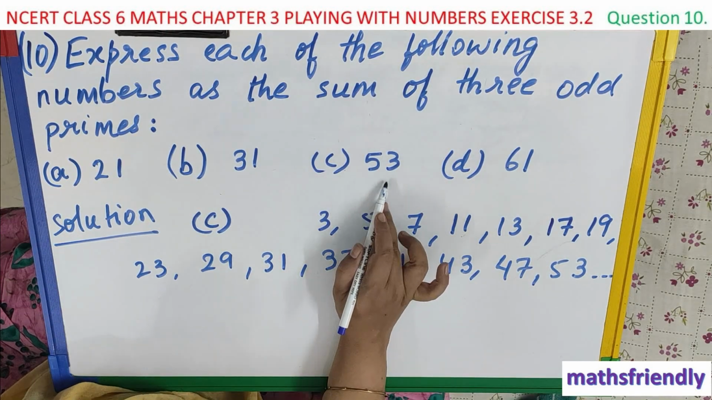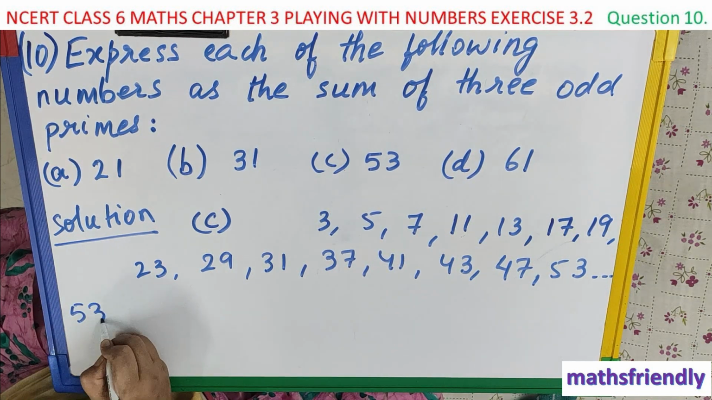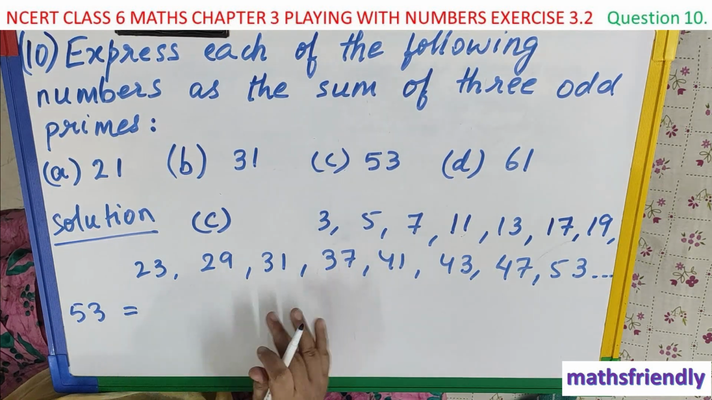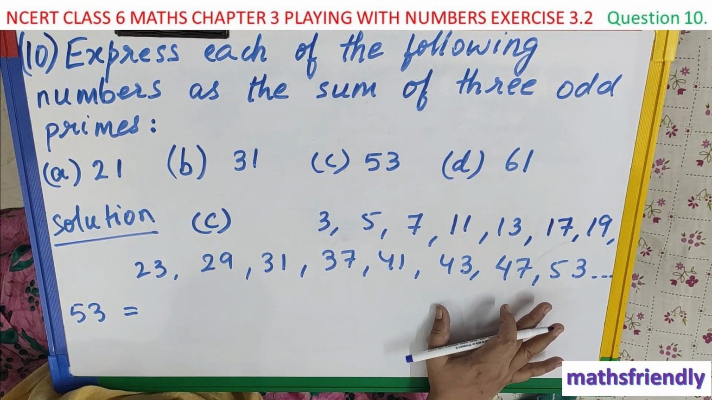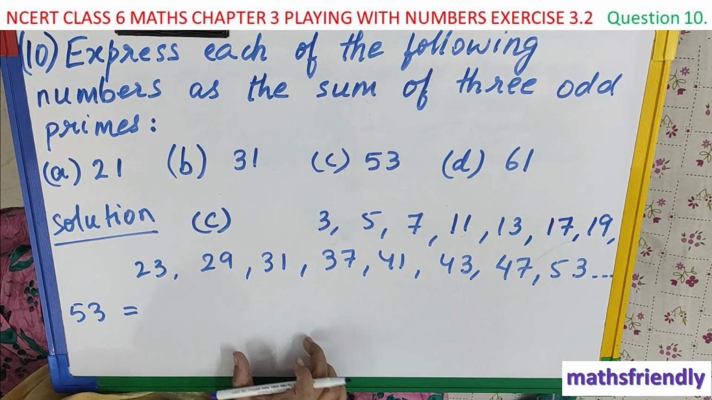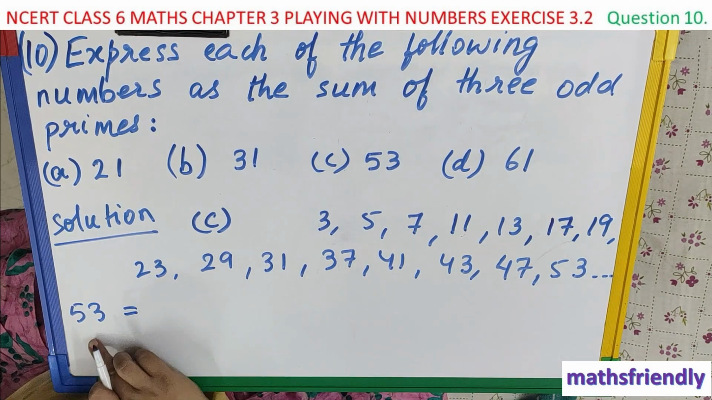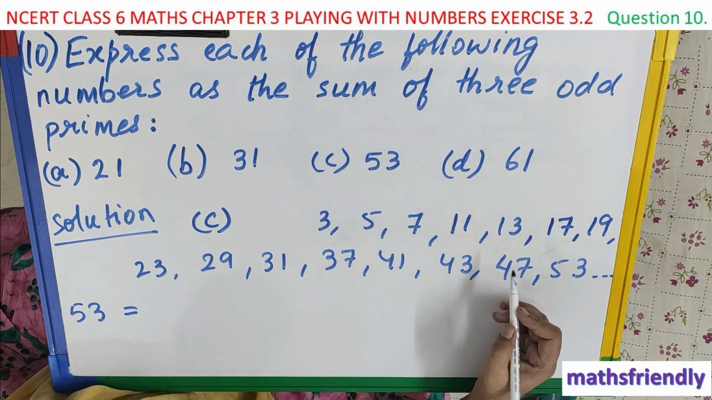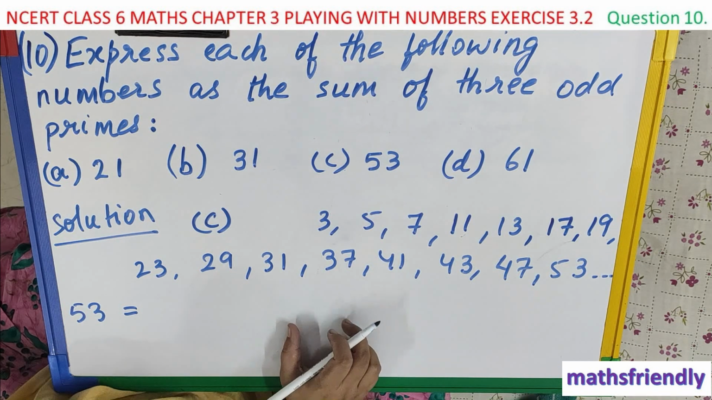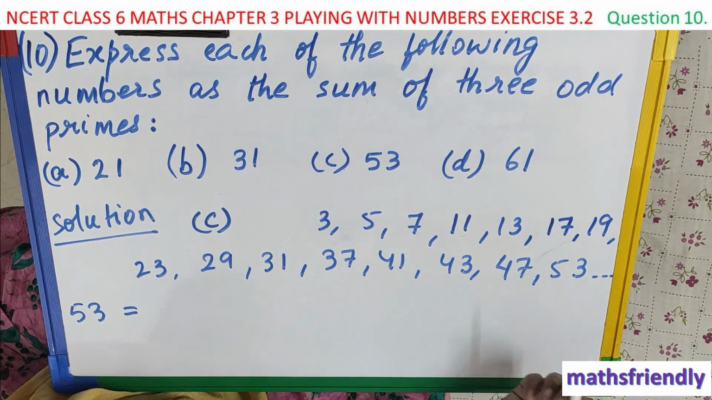Now we have to express 53 as a sum of 3 odd prime numbers. These are all odd prime numbers. From these odd prime numbers, we can select any odd prime numbers, so that the sum of those 3 odd prime numbers gives 53. So according to our convenience, we will select numbers so that our sum becomes easy, right?